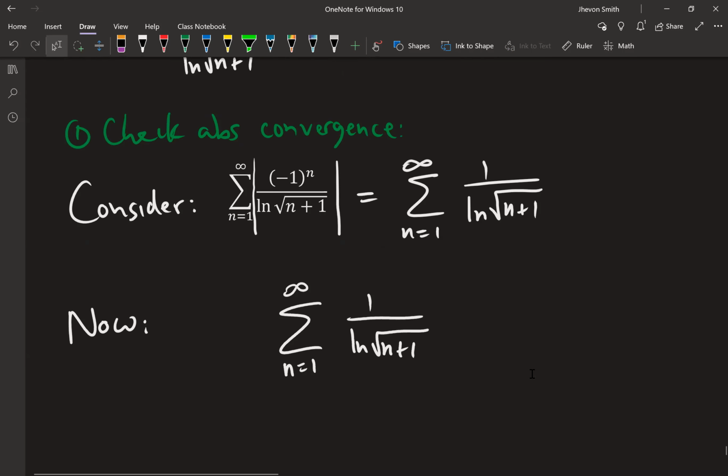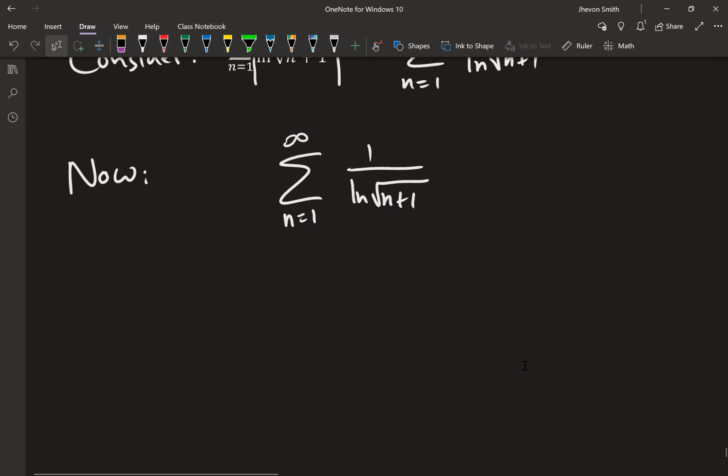How would you break it up? Comparison test, what would you compare it to? Just use e. There's an ln, so there's got to be an e hidden somewhere. Well, technically that's true, but whether or not it's actually useful. Integral test. Do you know how to integrate ln of that?